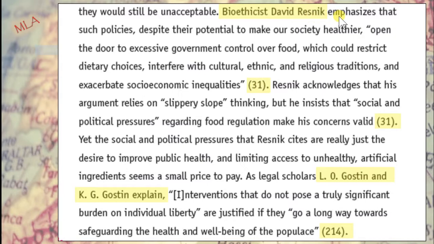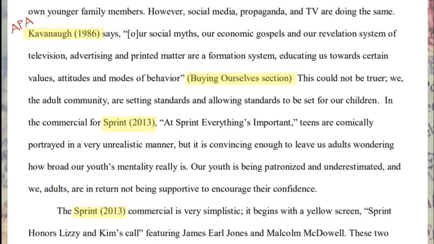Now, if we hadn't mentioned Resnick's name in our sentence, we just said one bioethicist emphasizes, then we would have our author and location in the parentheses at the end of that quote or section there. So you've got to have the author and the location in MLA papers. Generally, you'll have the author in your sentence. Not always, though. You want to be able to shake it up. So we'll have that.